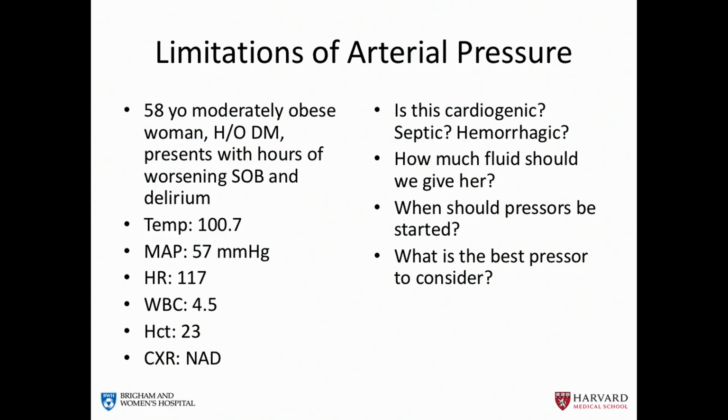In this setting, that number does not inform us what's wrong. It doesn't tell us: is this low because of a heart problem, is it low because of sepsis, or is it low because she's bleeding? How much fluid do we need to give her? Maybe we could follow that heart rate along with the blood pressure, but we're getting limited data. And when should we be thinking about adding blood pressure support, and what is the best pressor to consider?